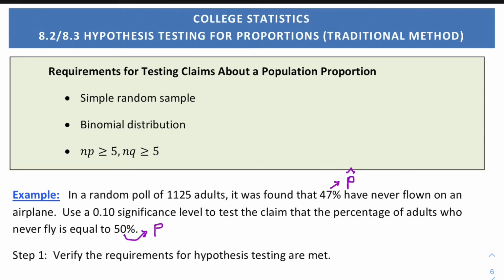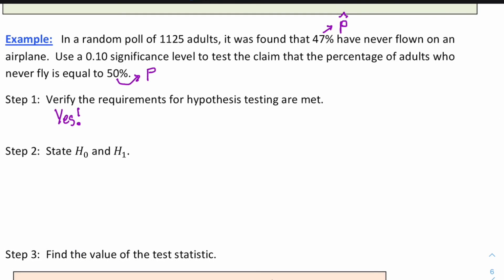So checking to make sure it meets these requirements. Yes, it says it's a random sample. It is binomial, yes or no. We have a set number of people we've polled, and if we take n times p and n times q, those are all greater than or equal to 5. So we can test this claim.